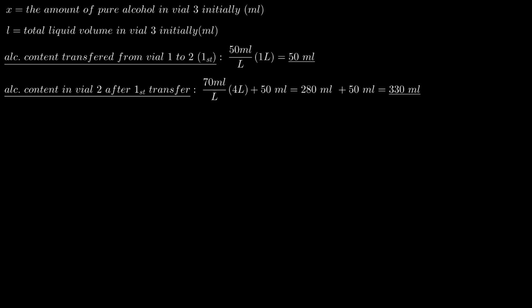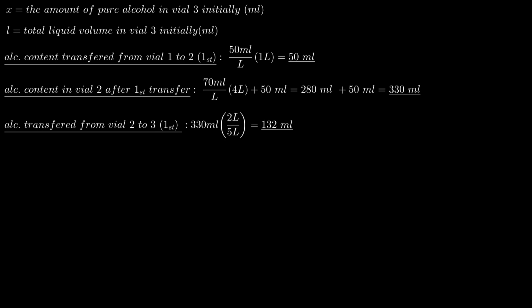So, moving on. We transfer 2 liters of solution to vial 3 from vial 2. So now we have to figure out how much pure alcohol went into vial 3 from this transfer. So this amount is 330 milliliters times the ratio of how much liquid we transfer to vial 3 to the total amount of liquid which vial 2 had after the first transfer, which is 2/5, correct? Since we added 1 liter to vial 2 from vial 1, and it already had 4 liters in it, hence it became 5 liters, and this equals 132 milliliters. So we transferred 132 milliliters of pure alcohol from vial 2 to 3 during the first transfer.